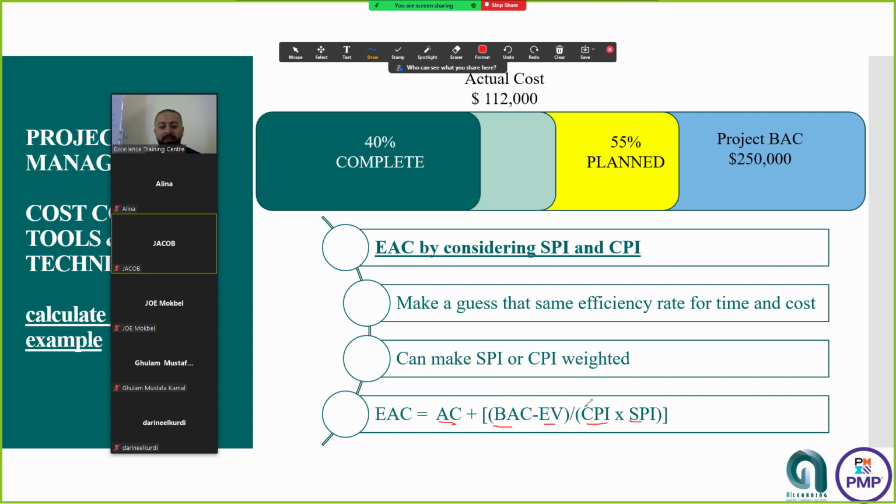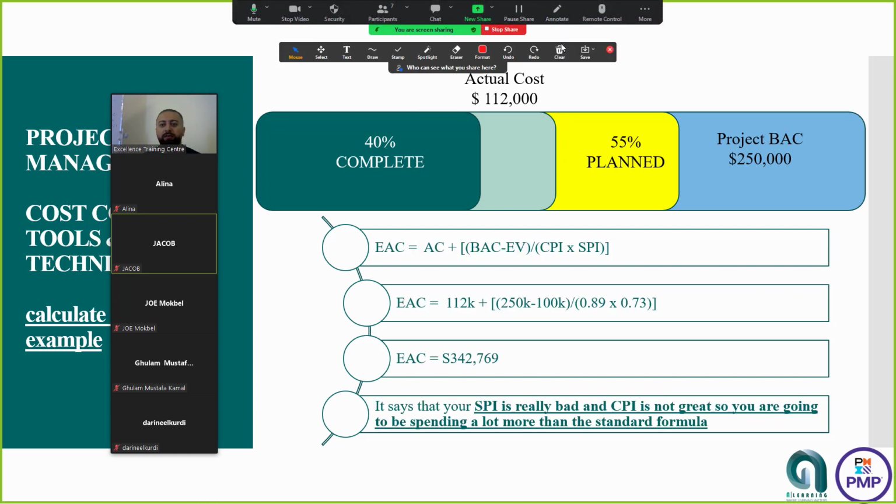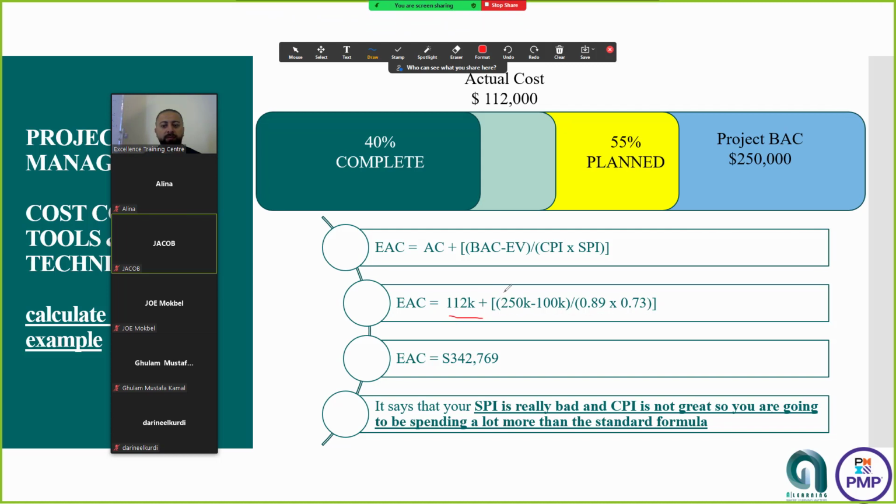So if we have BAC minus EV divided by the product of CPI and SPI, we can go with another equation and solution, correct? If we consider those for our calculation and our performance, we'll have some other numbers. Let's see what the numbers are. We have the 112K, which is here, and we have the BAC minus the EV, correct? But divided by CPI multiplied by the SPI, we'll have 342 instead of 280.